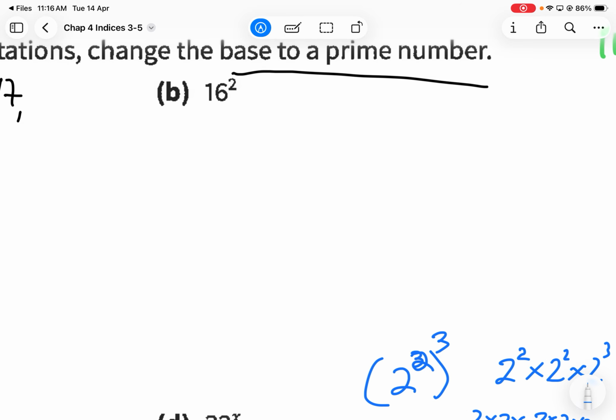Okay, I think everyone should be done. Done? 16 can be written... 2 to the power of 8 is correct. Wrong. Correct.